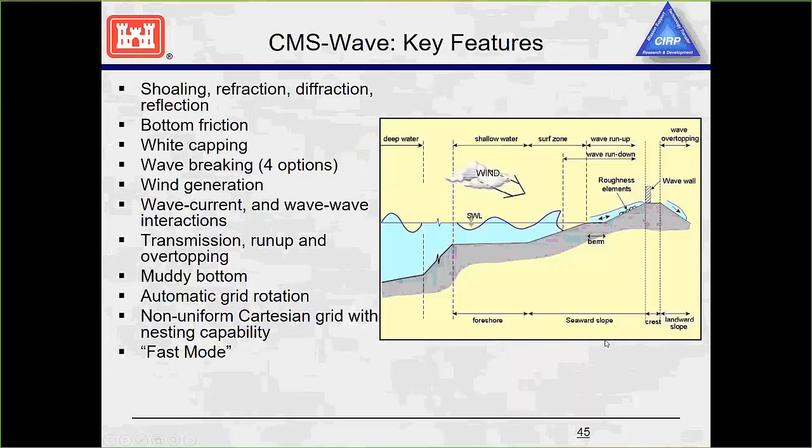Talking about CMS-Wave, a few of the key features included with that, we have shoaling, refraction, reflection, and diffraction. Bottom friction, whitecapping, wave breaking with different options, generation of waves by wind, interaction with the currents and other waves, transmission, run-up, overtopping, ways of applying a muddy bottom to get different dissipation, and automatic grid rotation based on the wind. It will automatically do what it needs to get the waves going in the right direction.